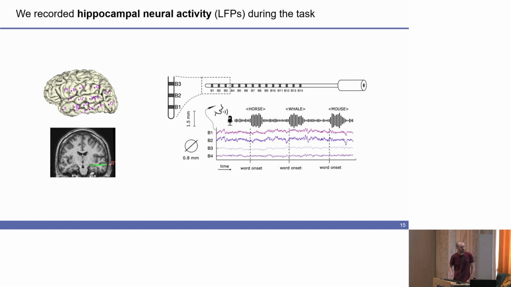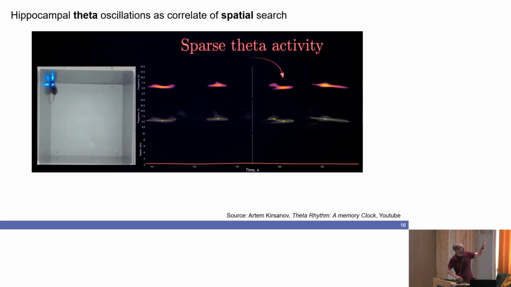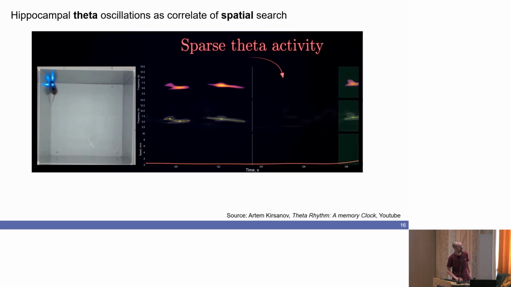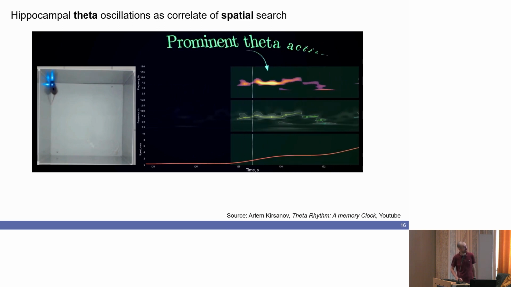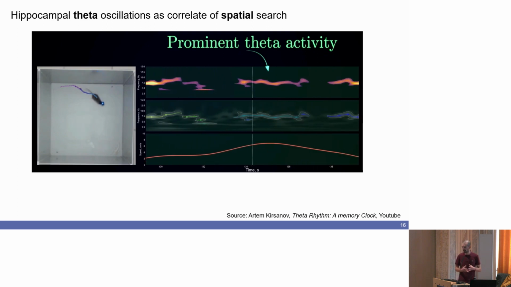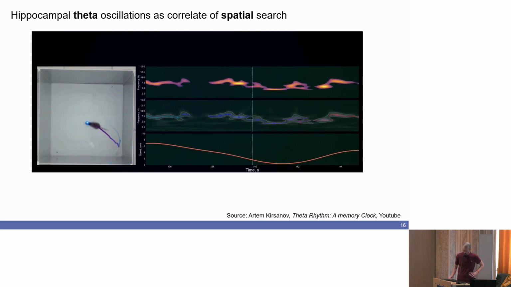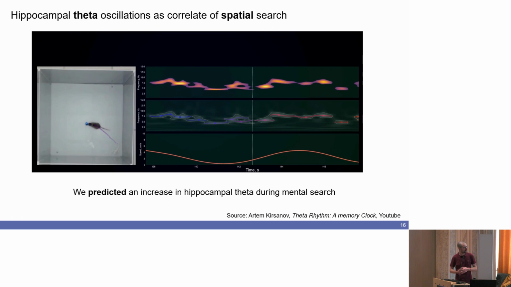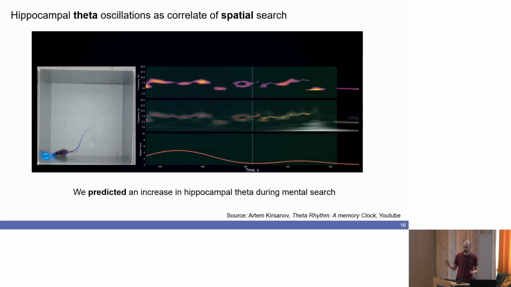And what happens in the hippocampus during spatial navigation is the prominence of theta oscillations. Here is an example of a rodent in its cage, and you can see that when it's still, there is very sparse and very low theta activity. But then, as soon as it starts moving, you see that there is an increase and very prominent theta activity. So this can be a correlate of spatial exploration in rodents, but also in primates and humans. And based on this evidence, we predicted an increase in hippocampal theta during mental search, drawing again on the parallelism between spatial and conceptual navigation.